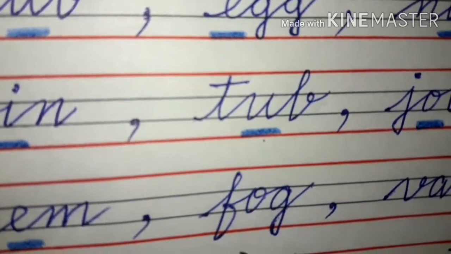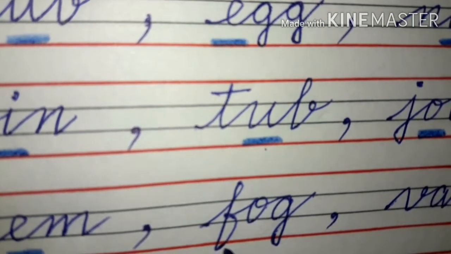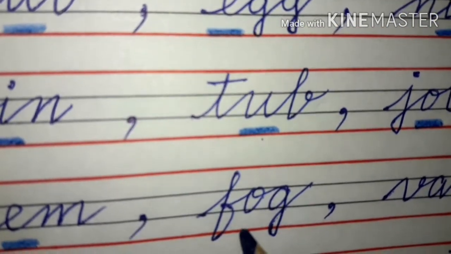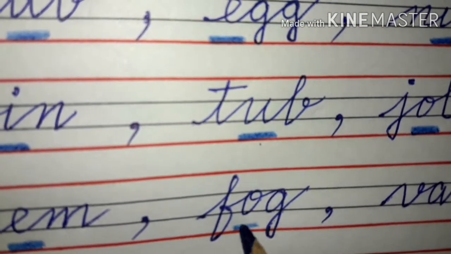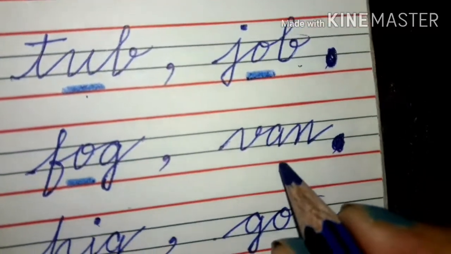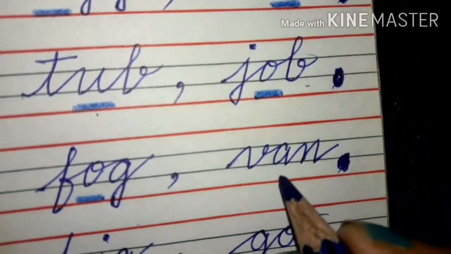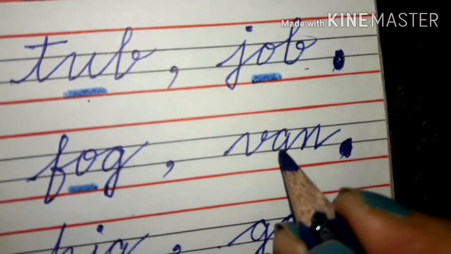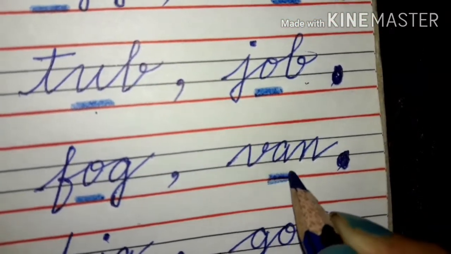And where is the vowel in this word? Fog. F, O, G, fog. Yes. This is vowel O here. Come to the next word. V, A, N, van. Where is the vowel here? This is a vowel.